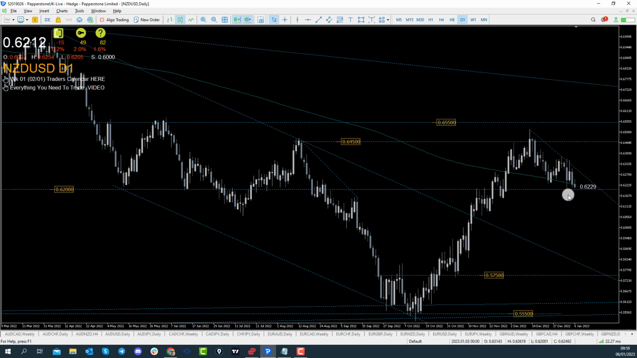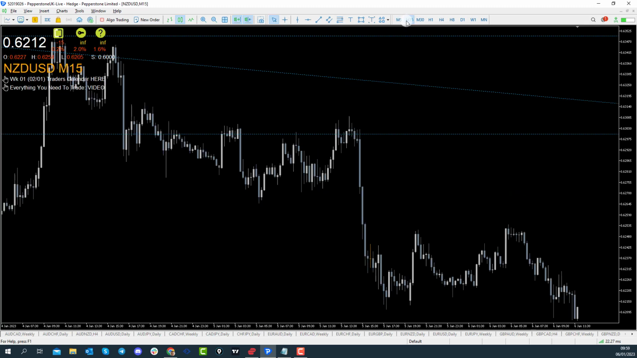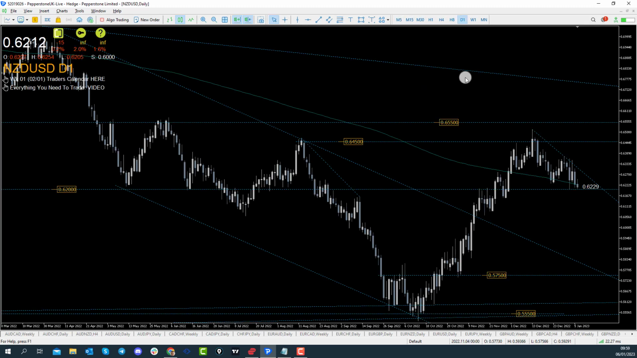So I would be a little bit cautious with any kind of short trading opportunities on this market today, unless you're doing it on a very, very small time frame and you've got very good stop management. But the 0.62 handle for me is a bit of a sticking point. I would wait to see if price can trade through that level before looking for any kind of further opportunities.